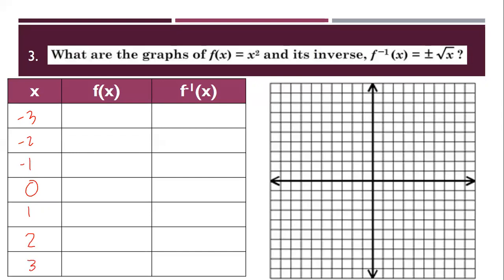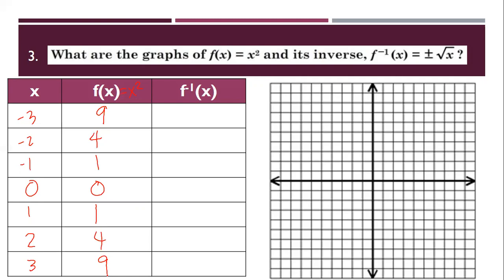F of x is x squared. So all I'm doing is squaring each one of these, right? Because f of x is x squared. What is -3 squared? -3 squared is 9. -2 squared is 4. -1 squared is 1, 0. And then it's going to be the same for the positive. A negative times a negative is a positive. Okay, so those are the values for that.